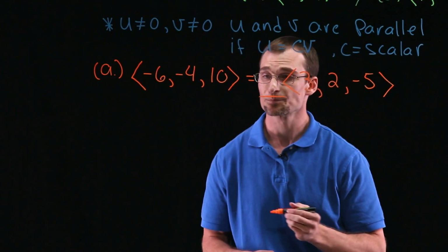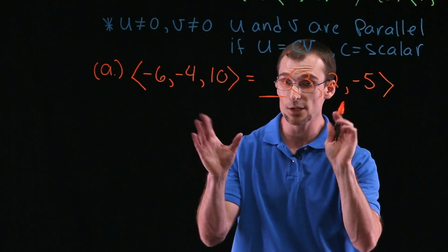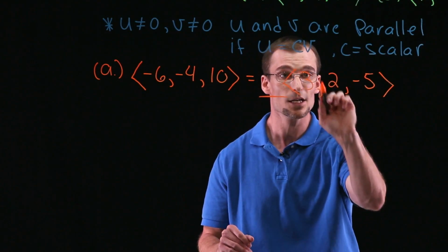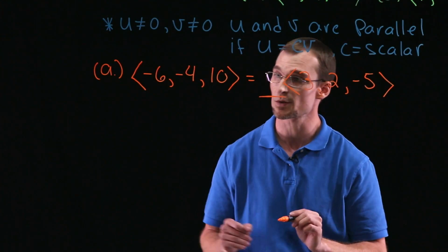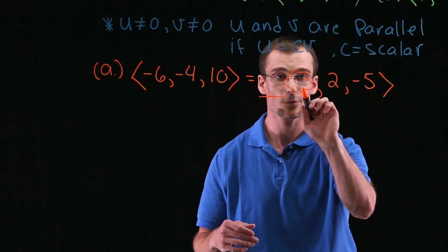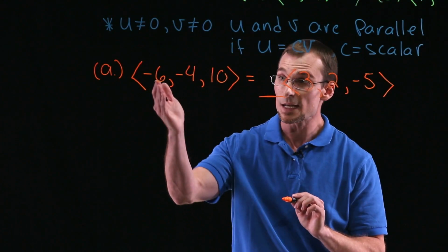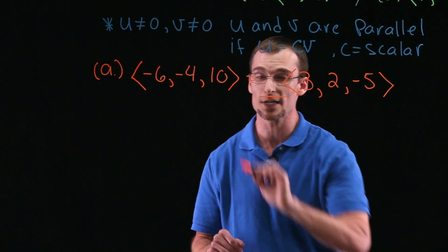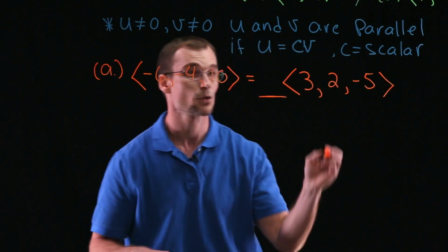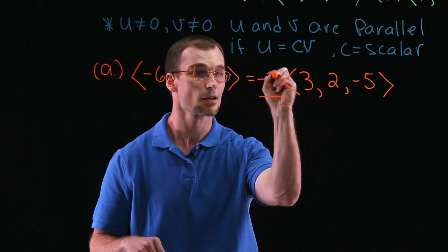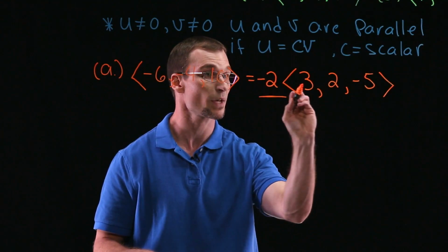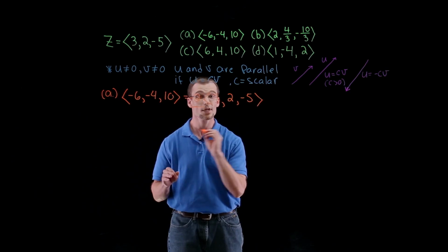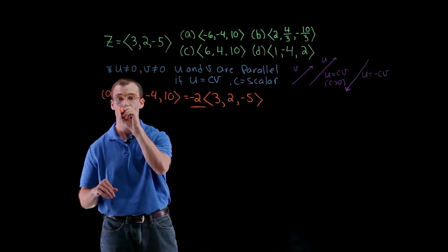Now there are two ways to do this. The easiest way, if you're really good at seeing number patterns, is to look at this vector and see, is there any number that I can multiply each of these components by to get the corresponding components over here? Well, we have 3, 2, and -5, and -6, -4, and 10. So numerically each value is being doubled, but also the sign is changing. So the constant c would just be -2. We multiply through by -2, and we get -6, -4, and 10. So these two vectors are parallel.